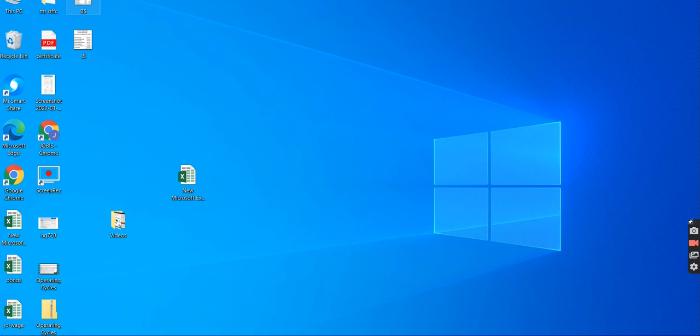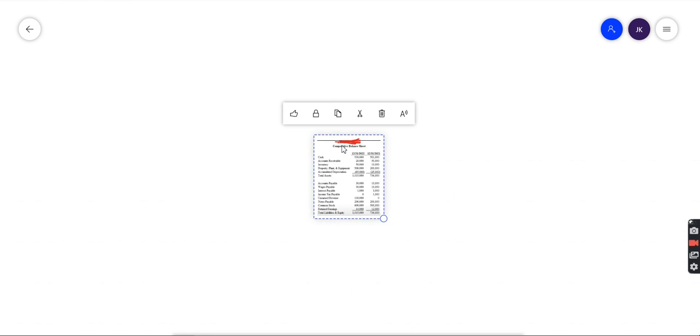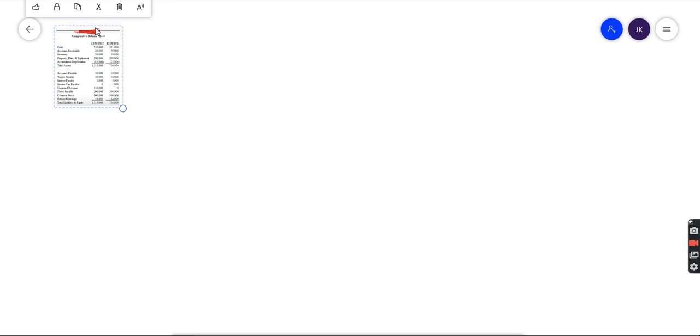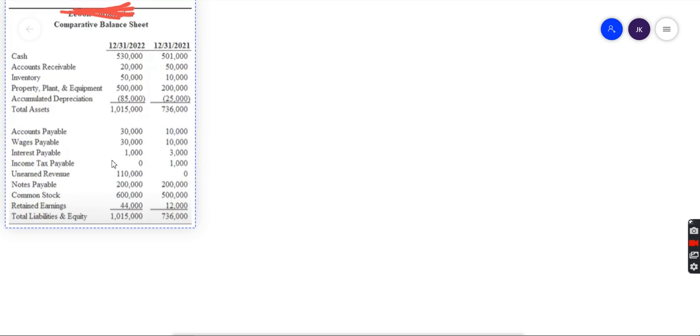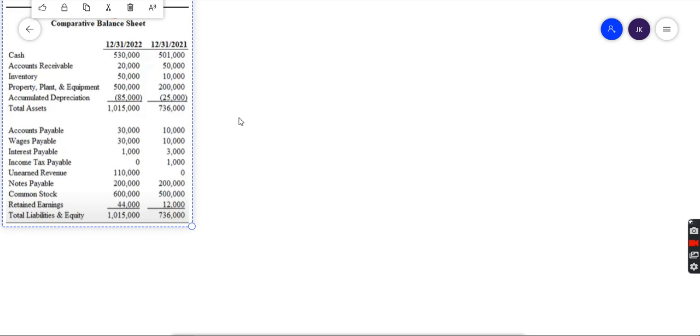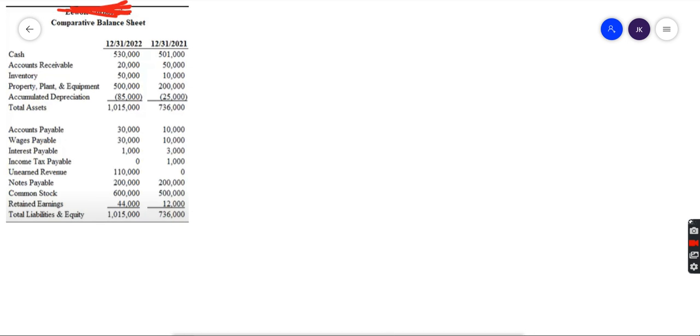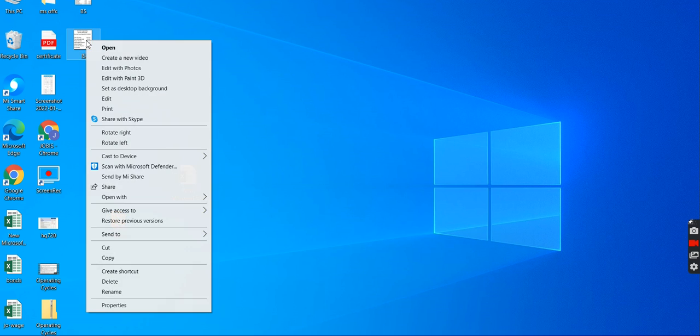So let's go to the desktop, and I need to have this one. Let me copy that. I'll put it over here. I will paste it. How to paste this? Okay. I have this one here. Okay. This is the balance sheet that I have. Fair enough. I also need to have an income statement, right?